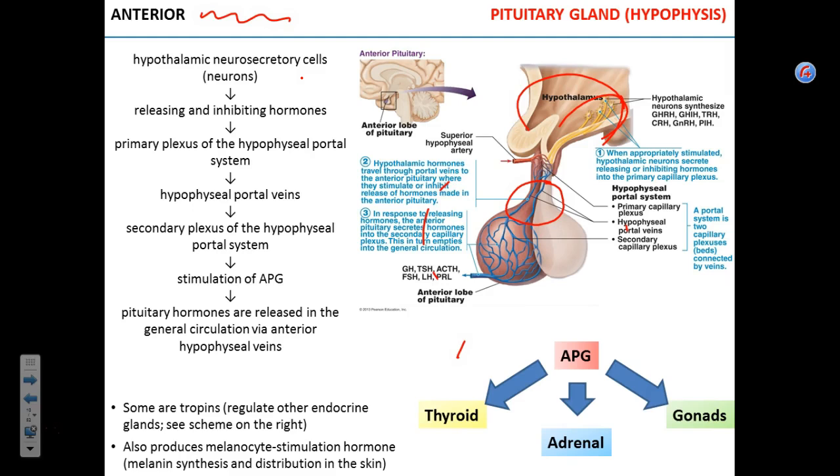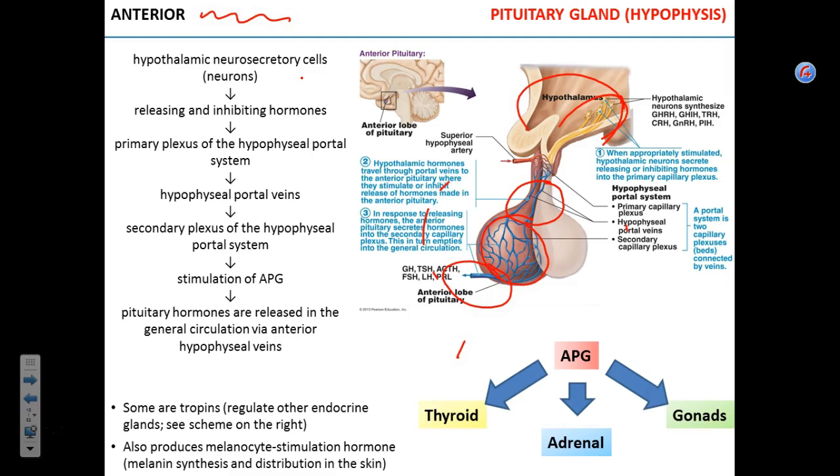Through the portal system, those hypothalamic hormones reach the secondary plexus, this time in the anterior pituitary. Then hypothalamic hormones stimulate the anterior pituitary. And whatever hormones they trigger, the anterior pituitary produces, and I want to highlight this word, produces and releases into the general circulation. So far, we good?